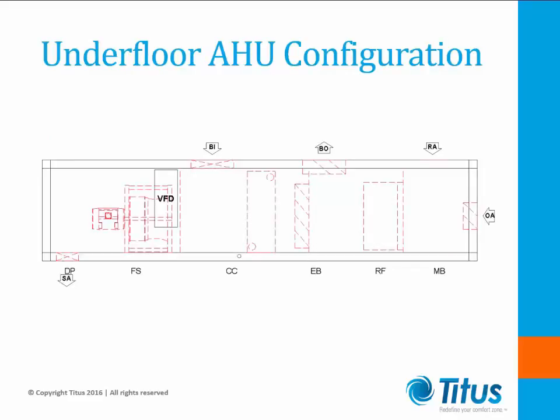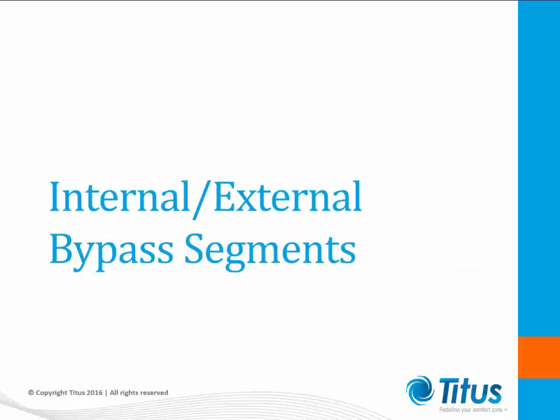Our second air handling unit configuration for discussion is underfloor air distribution, building on the basic unit with some added features. The air handling system needs to provide dehumidified air just as an overhead air system, but at warmer discharge temperatures. To optimize energy savings, this needs to be done without using a reheat coil. So what's the solution? How about the internal and external bypass segments?